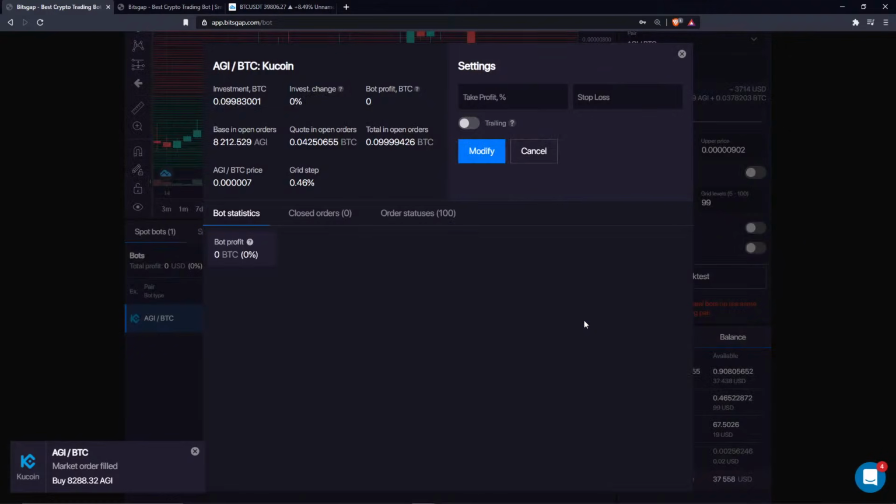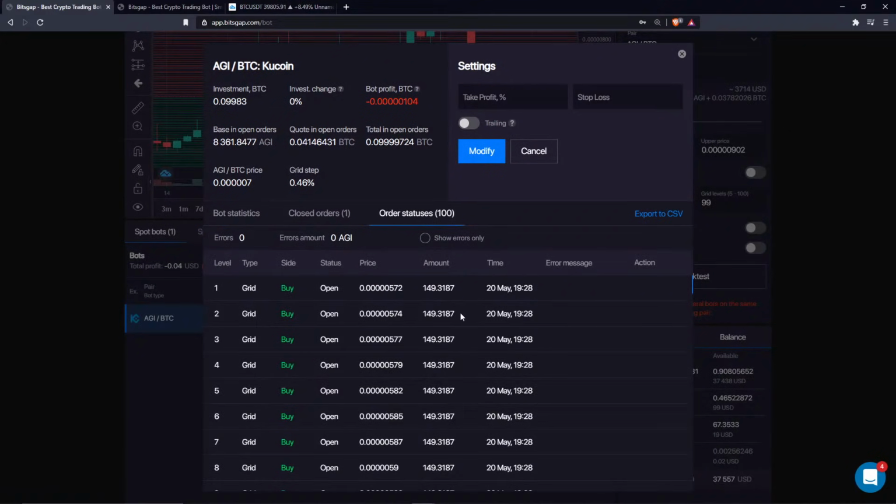So yeah, here we go. You see the classic bot order statuses. In case of the classic bot, the amount is the same. That means that regardless of the price, whether the price is cheaper or more expensive, it always buys the same amount of crypto, which is a bad thing on the falling market, because it would not spend my investment in a wise way.